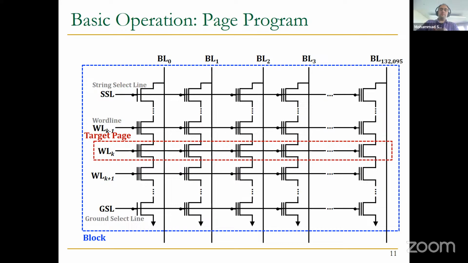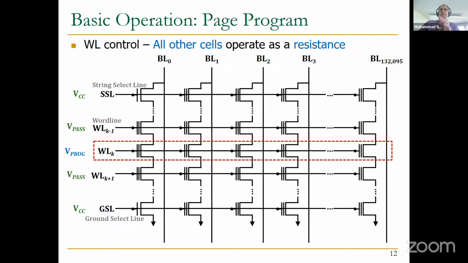When you want to program, there are some other cells in this NAND string that you don't want to touch. You don't want to program them. So you apply a VPass to them. As I said, VPass is high enough to turn on those transistors and also does not have the effect of programming.